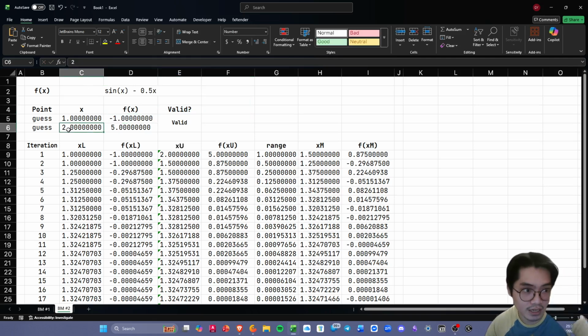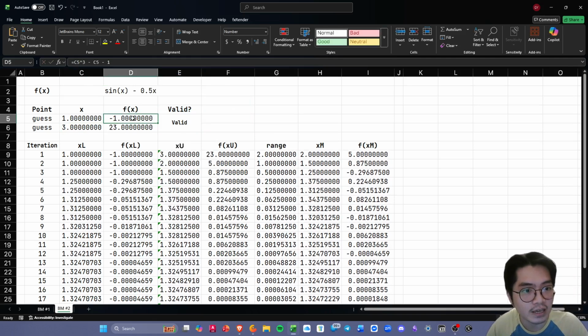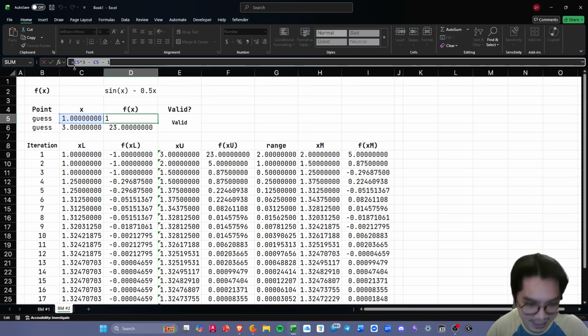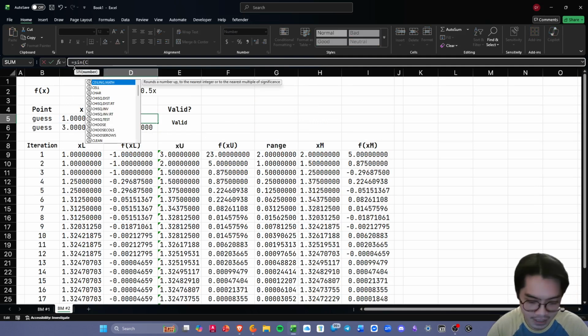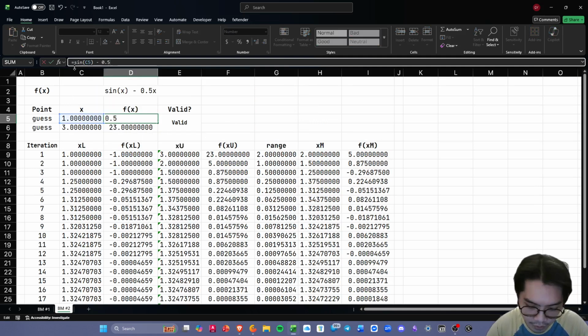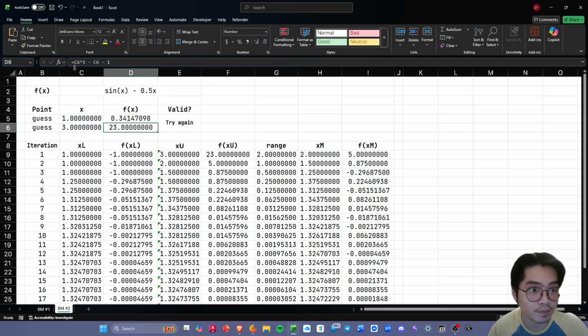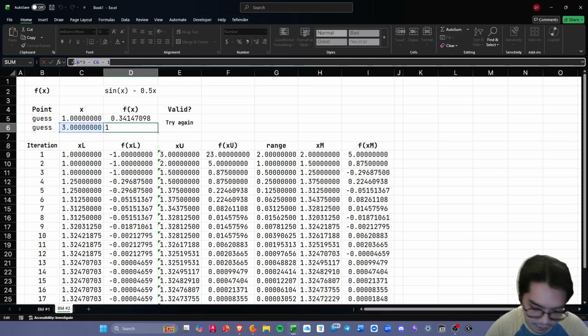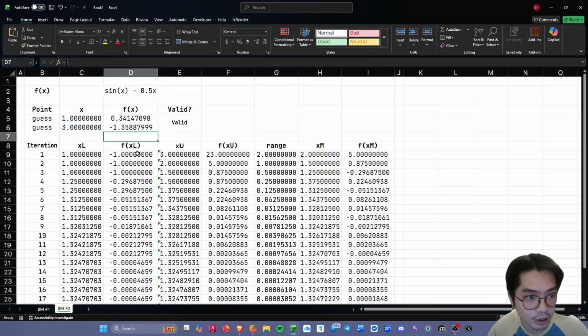Sine of x minus x over 2, let's just make that 0.5x. Okay, in this case, our guess in here is going to be 3, and we'll change the whole thing. This is going to be sine of c5 minus 0.5 times c5. Then in this case, sine of c6 minus 0.5 times c6. There you go. It is valid.